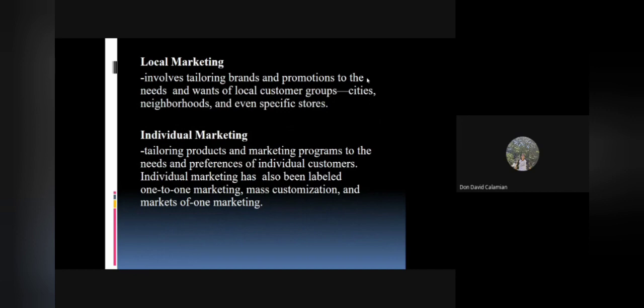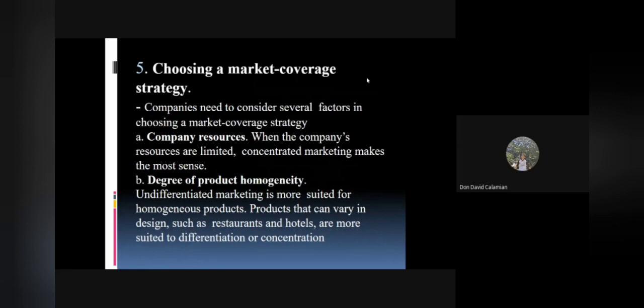So, next is using a market coverage strategy. So, companies need to consider several factors in choosing a market coverage strategy. First is company resources. So when the company's resources are limited, concentrated marketing makes the most sense. So the tangible and intangible assets that a company needs to operate a business. Example ani niya is kanang finances, equipment, human assets, raw materials, buildings, and intellectual resources, and etc.